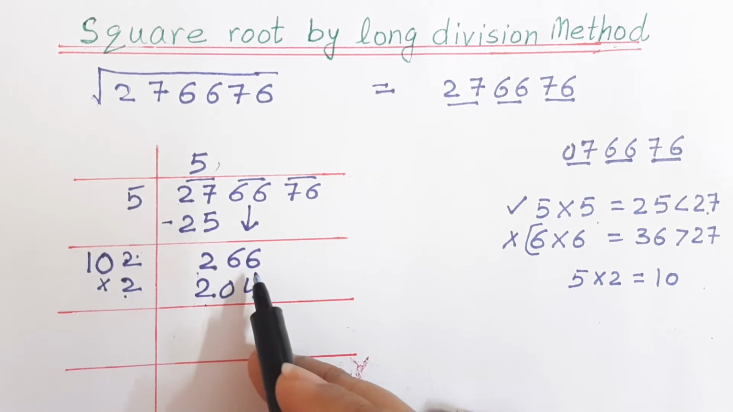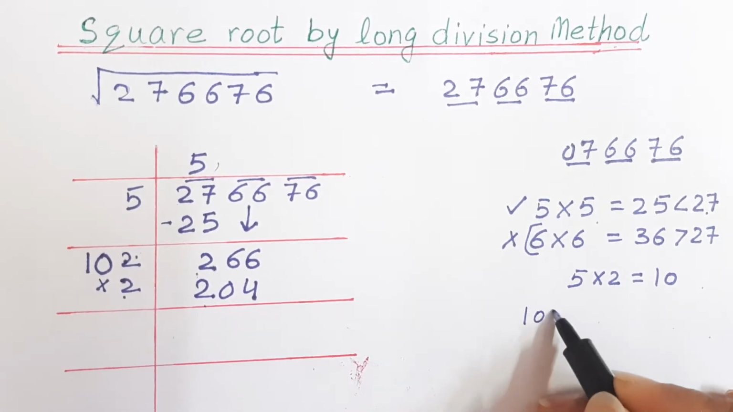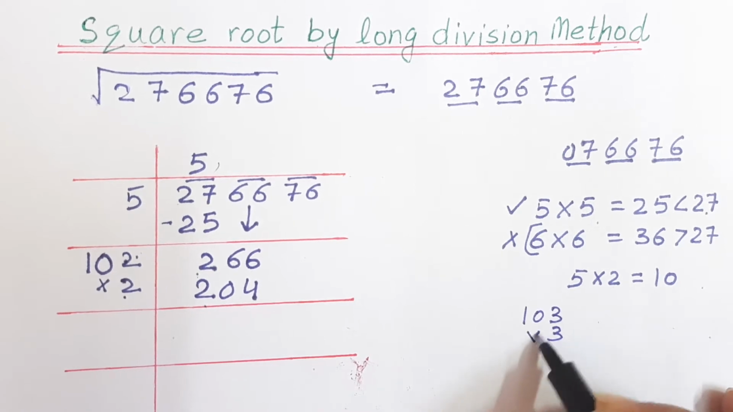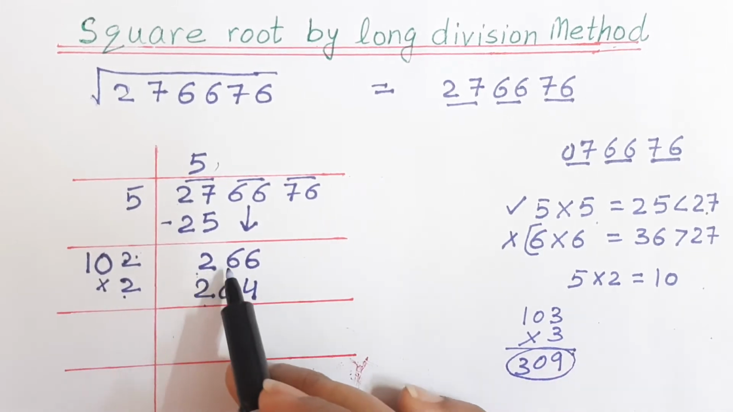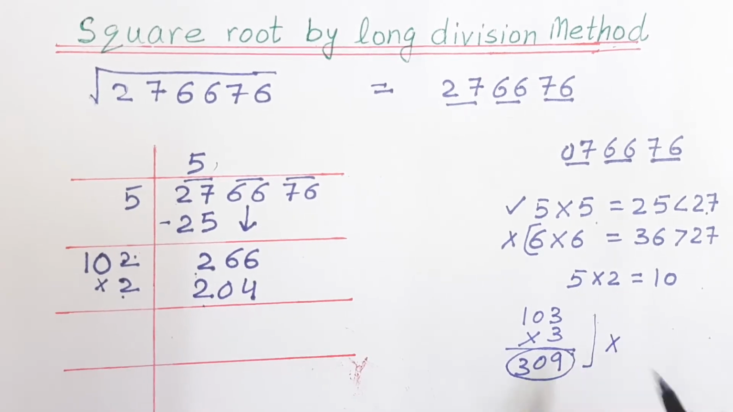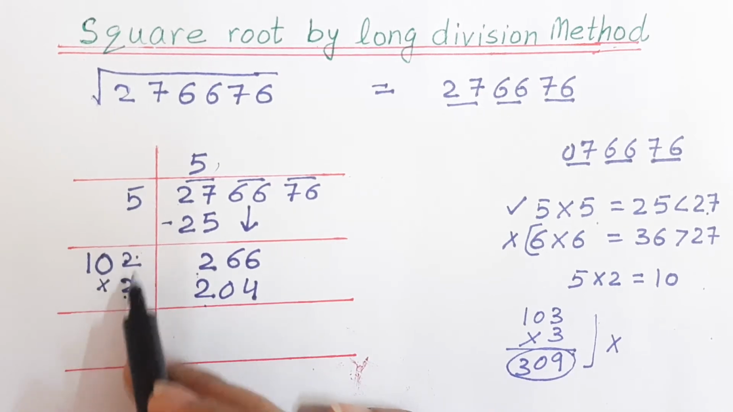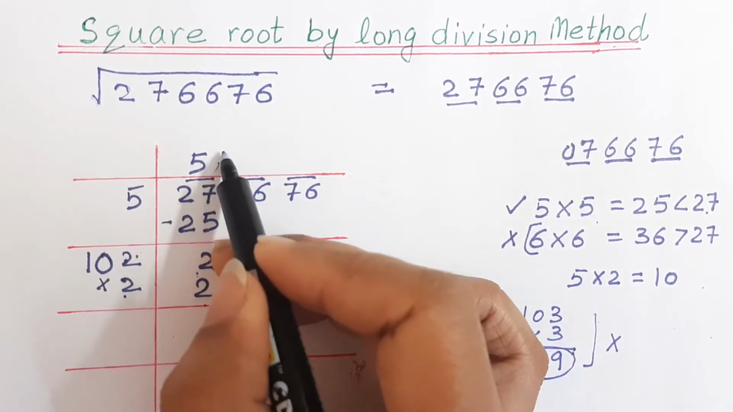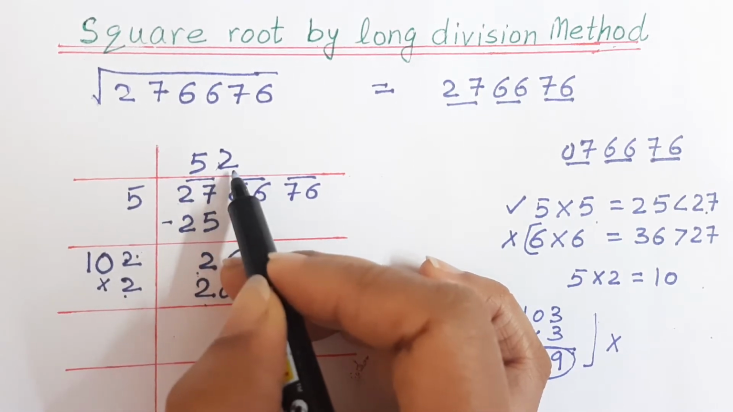Now you must be thinking why I have taken 2. I'll show you. If I take the number 3, 3 threes are 9, 0, 3. Now you can see 309 is greater than 266, so I will not consider this number. That's why I will take 2 here. Now write this 2 here on the top also in the form of the quotient. Now 52 is my quotient, right?